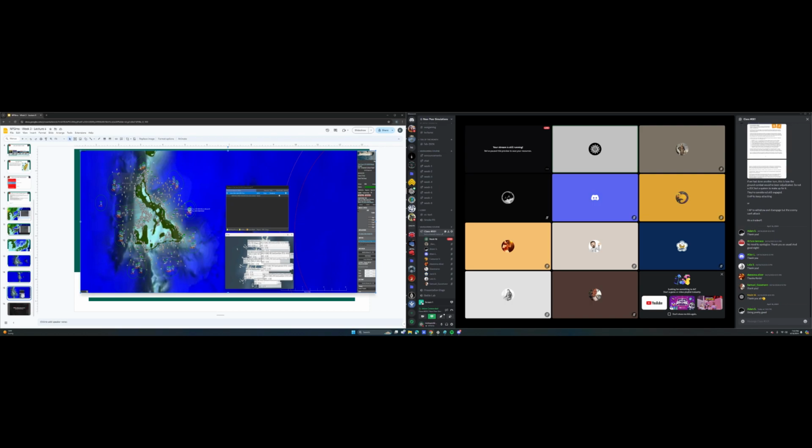Scenario design really is just thinking of a problem and then thinking of how you can get your players to look at that problem. And sometimes you have to force them through objectives and game mechanics.